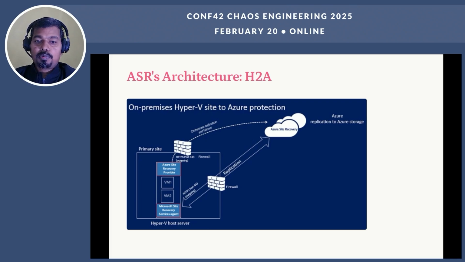Then we need the ASR provider and agent. If you are using SCVMM, you need to install the ASR provider on the VMM server. And if you are using a standalone Hyper-V host, then install the ASR provider and the agent on the Hyper-V host. The replication policy defines how frequently data is replicated and how many recovery points are retained. This determines your RPO. Then you need Azure target resources like managed disks, VNet, and recovery plans if you want to automate some of these tasks.